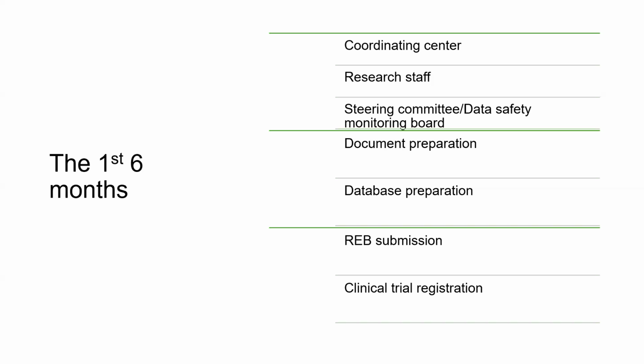So my next category, in that first month, I'm going to divide into what you see at the top there being personnel, those being the coordinating center, research staff, steering committee, data safety monitoring board, the preparation phase, which is document preparation as well as data preparation. Most trials now will include an electronic case report form, so it's all database preparation. And then what I think should be the final steps, which are really REB submission and clinical trial registration.